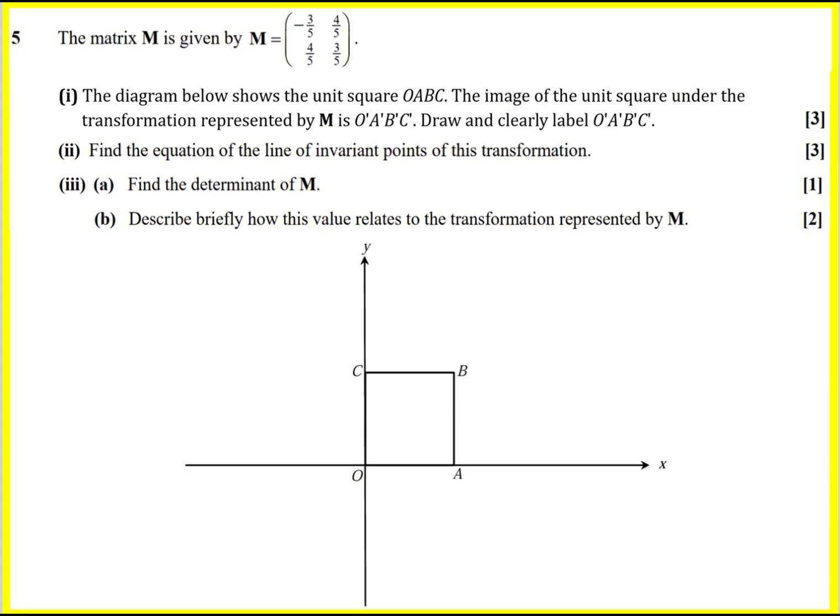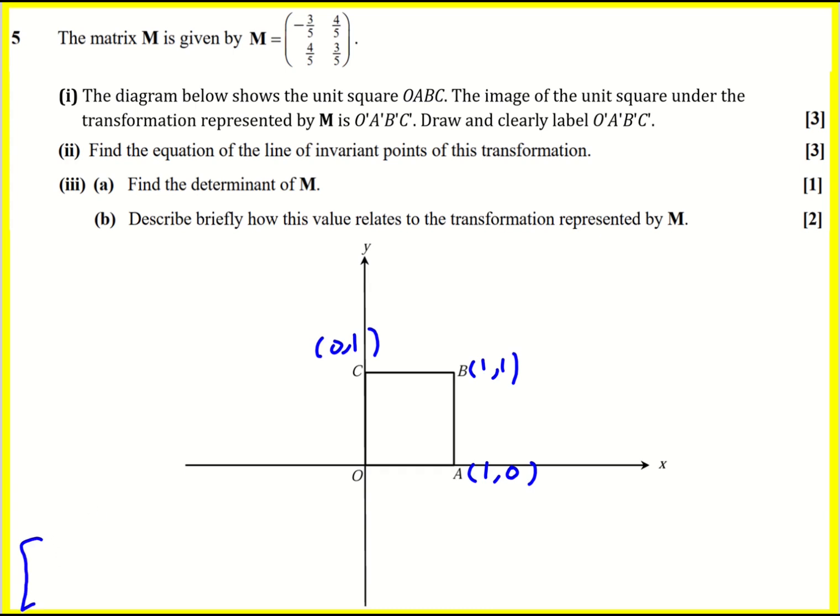Given the matrix M, we're asked to use it to transform the unit square. So B is (1, 1), A is (1, 0), C is (0, 1), and of course the origin is (0, 0). And we're asked to then sketch what we get out of it.